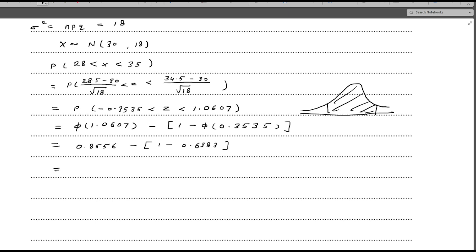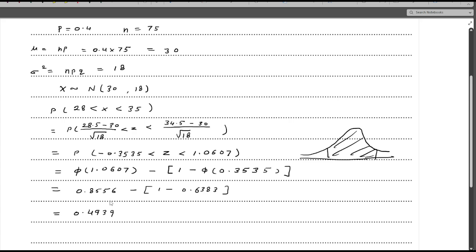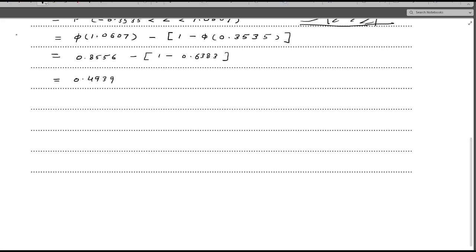So this is equal to 0.8556 plus 0.6383 minus 1, so the result is 0.4939. This is your result. So if I reduce it to 3 significant figures, 0.494 is your answer in 3 significant figures.